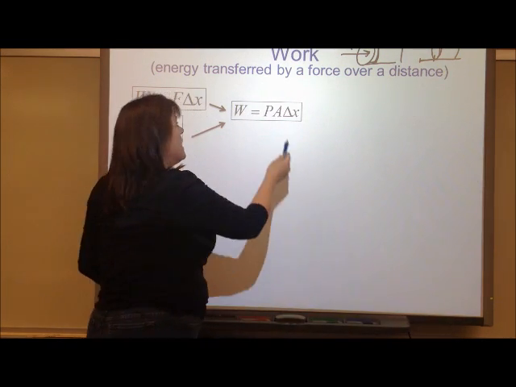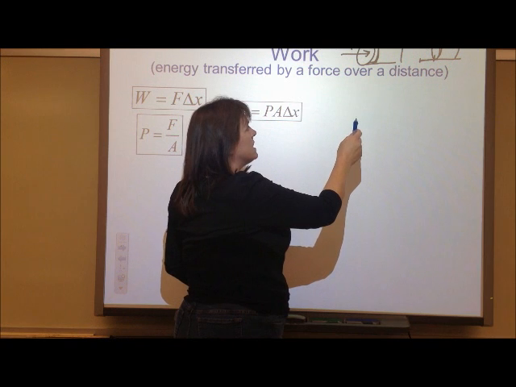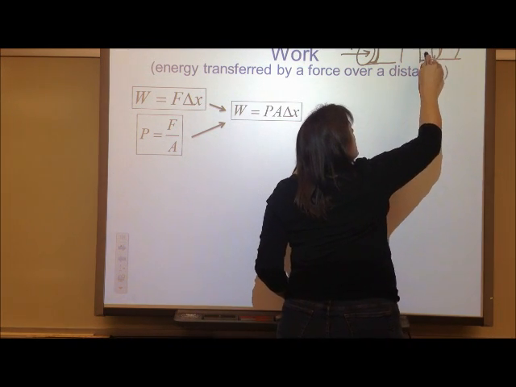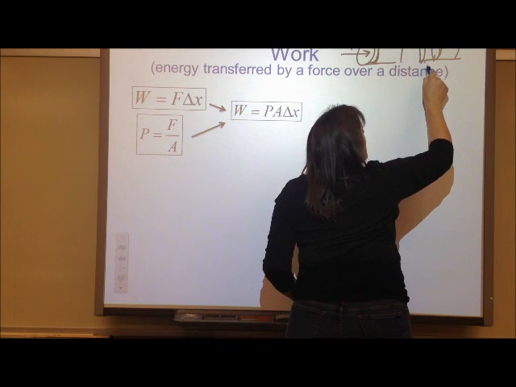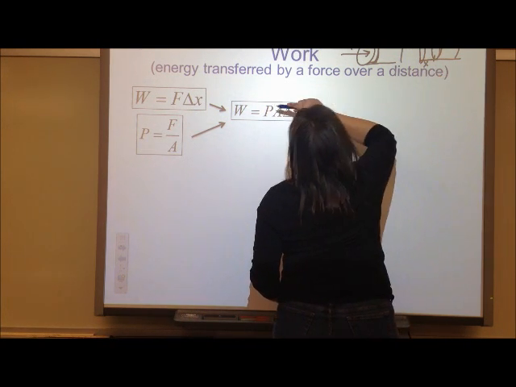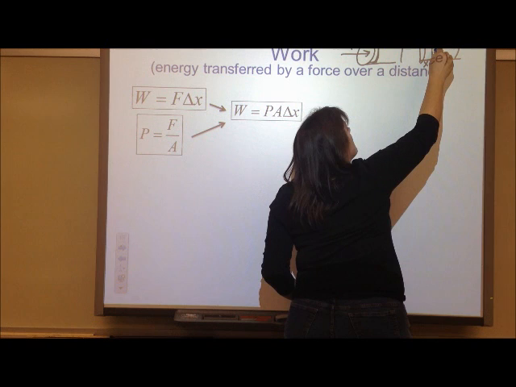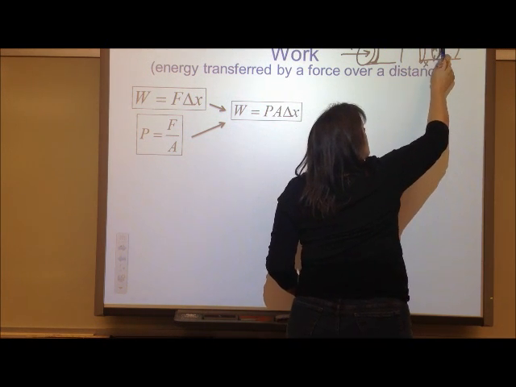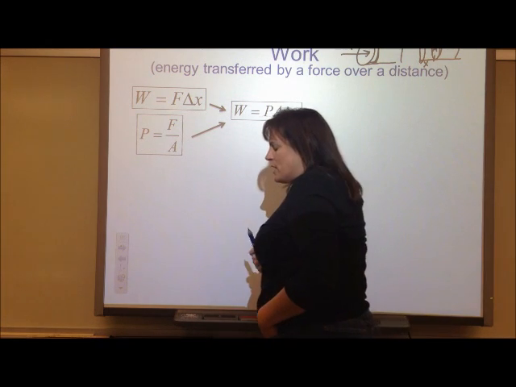Work being done. Now, if you think about it, this was my original state, right? The piston was out here originally. I moved it some distance x. Pressure is force times area, right? That would be the area of my piston. And if we think about what just happened here, what did we do?